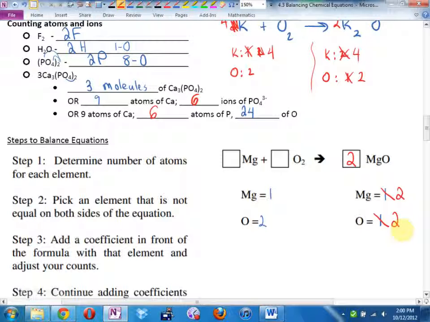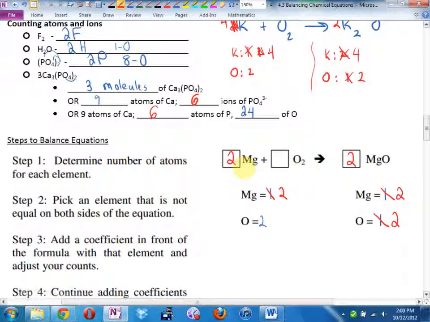Well, let's go walking off to the left-hand side. I have 2 magnesiums on the right. How many do I have on the left? 1. How many would I like? 2. Let's try putting a 2 in front of the magnesium right here. Now that's going to change that to a 2. Is that going to change the number of oxygens? No, because it's separate.